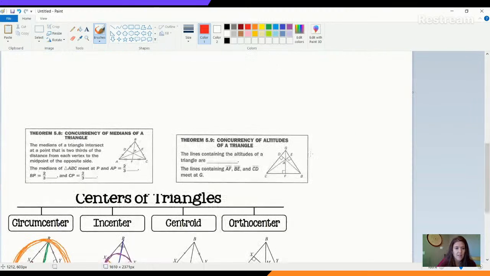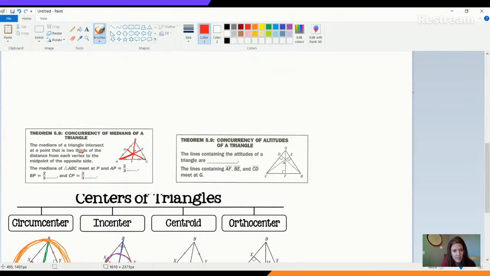And that theorem is the congruency of medians of a triangle. So this is a triangle where the medians have been drawn. Right here are the three medians. And it's the same idea. It says the medians of a triangle intersect at a point that is 2/3 of the distance from each vertex to the midpoint of the opposite side. Okay, so it's a lot of words, right? But basically it's just what we talked about.